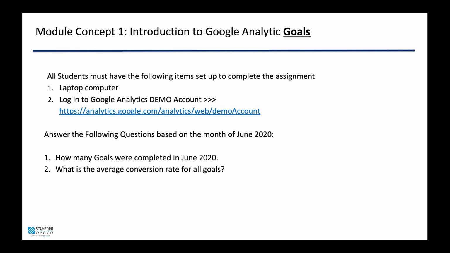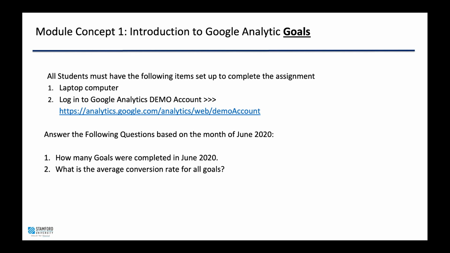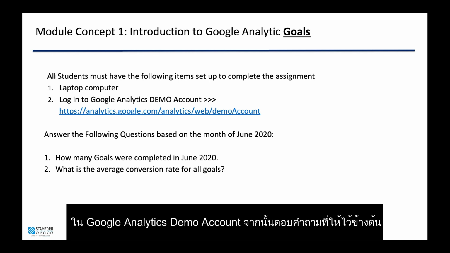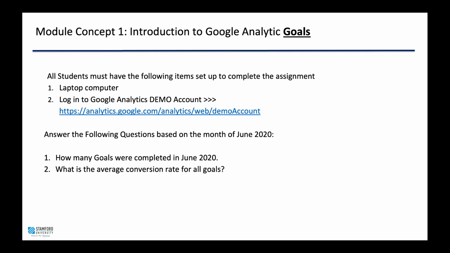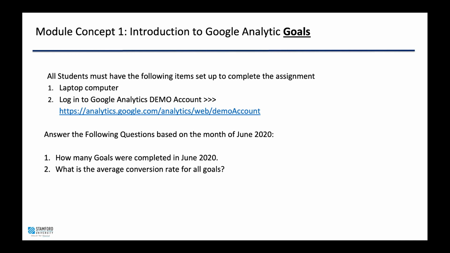All right, so this is a short module. That's the concept of goals. And what I want you to do now again is go back in to the demo account and filter June 2020. And then I want you to answer these two main questions. So how many goals were completed in June 2020? And what is the average conversion rate for all of the goals?